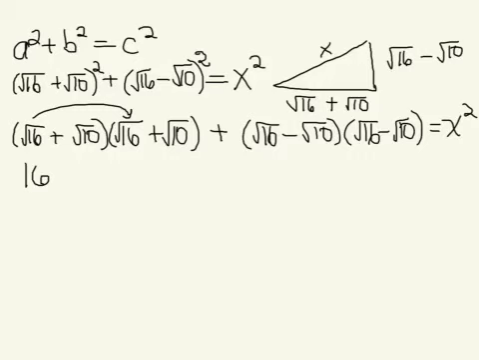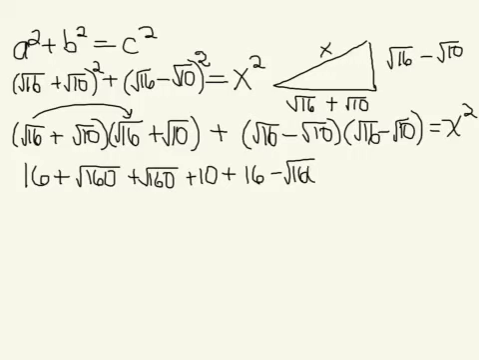Alright, for the outside product, it would be plus the square root of 160, and the inside would be the same thing. And then last times last would be root 10 times root 10, so that's just 10 by our property. Let's multiply out the next group. It's going to be similarly 16 minus root 160 minus root 160 plus 10. And then that equals x squared.